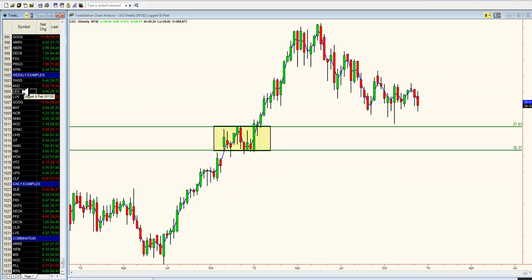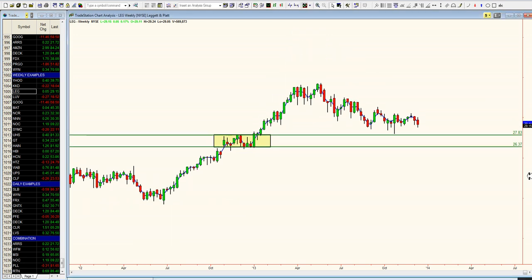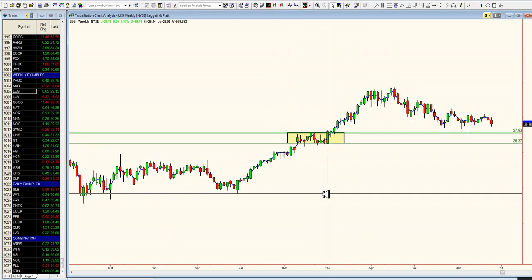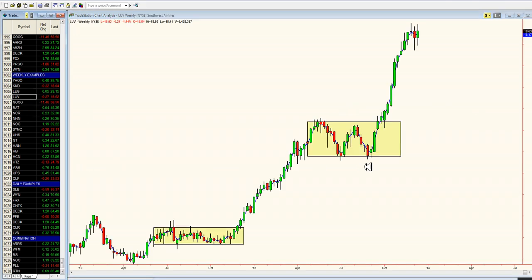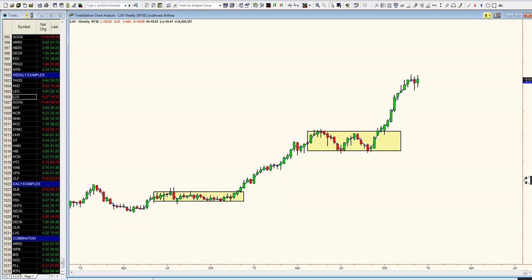LEG had a much shorter sideways movement. I look at this as a nice continuation. Some would look at this and call it a pullback. That's fine. But I like the nice little box here, and then it continued to run higher. LUV had a couple of boxes here.